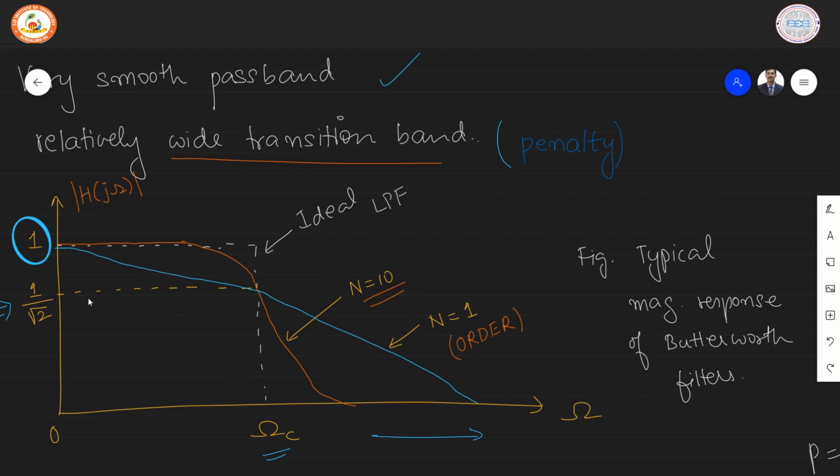Now in this plot, we can also observe that, number one, all the responses start from a value which is 1 and decrease or fall thereafter. The value of gain is equal to 1 by root 2 when the value of frequency equals omega c, that is the cutoff frequency. In fact, this is the definition of cutoff frequency.